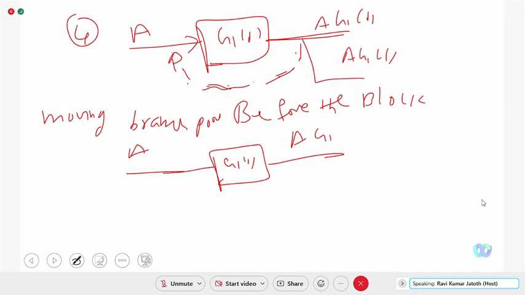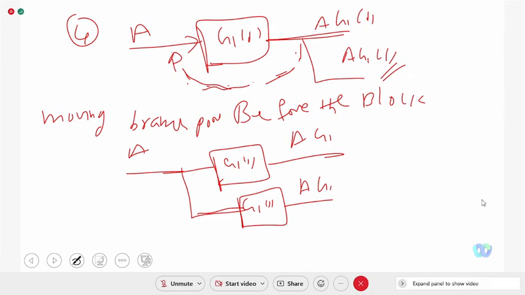Now this branch point is what we moved here. But when I move it here, which signal will I get here? What should I get here? AG1. So when I move a branch point before the block, then it should be multiplied with? G1, the gain of the block. This is rule number 4. Understood?